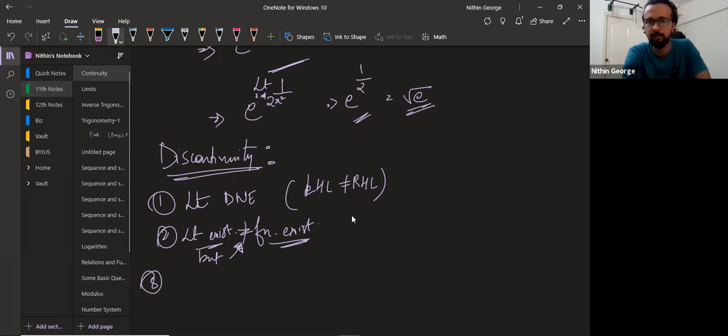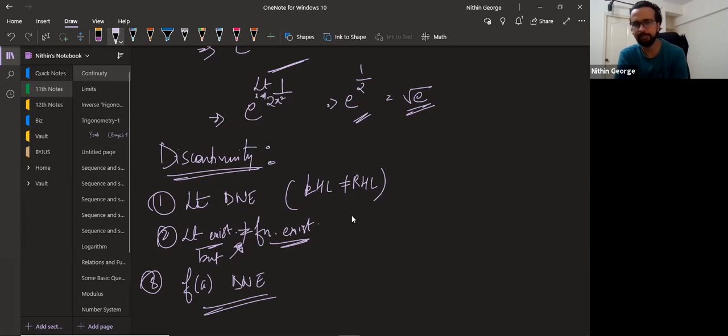Third reason can be, what can the third reason be? That the value of the function at that point does not exist. The function is not defined at that point. That was the first case we checked actually. You guys get this? These are the reasons for discontinuity.